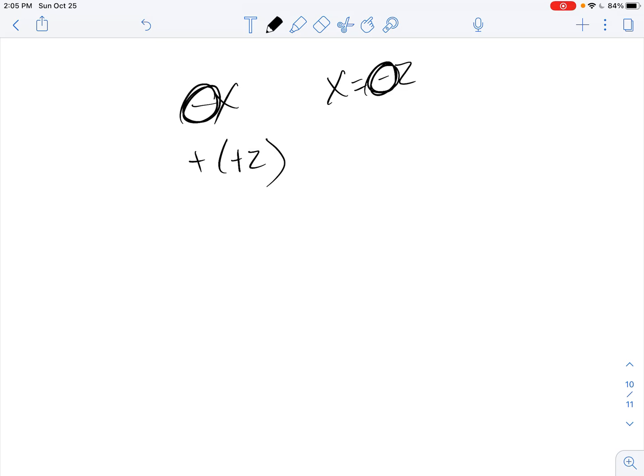So substitute them in, and then remember parentheses are grouping symbols, exponents, multiply, divide left to right, add, subtract left to right.